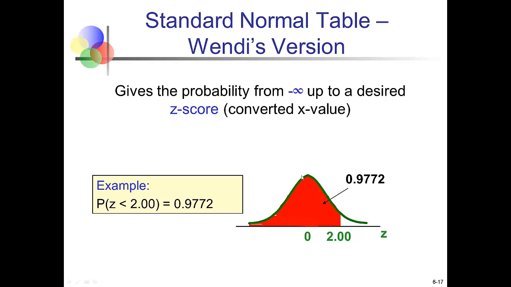So that probability table actually shows us the probability to the left of the number of interest. Suppose we were interested in the probability of being less than 2 standard deviations above the mean. Well, that's all the probability to the left of 2.0. My table that I'm going to show you will do that. It's going to give us the value of 0.9772 if we want to be less than or equal to 2 standard deviations above the mean.